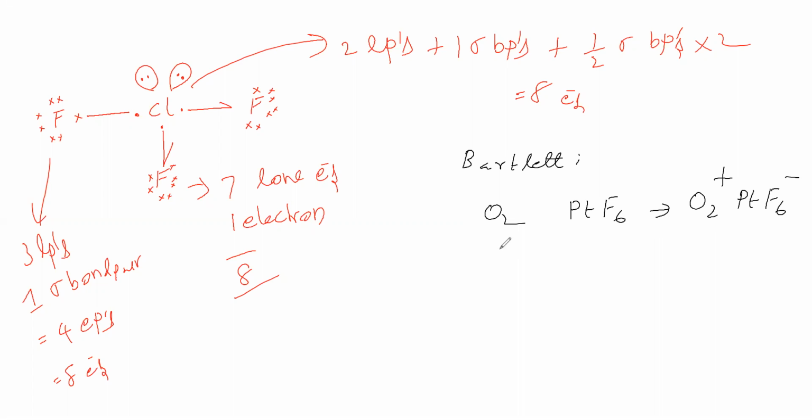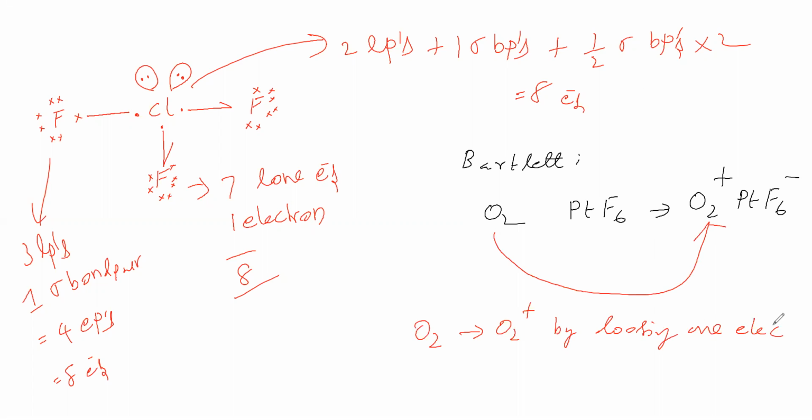That means O2 has converted into O2+ by losing one electron, and PtF6 becomes PtF6- by gaining one electron. Getting a plus charge means losing an electron, and getting a minus charge means gaining one electron. So Bartlett prepared this compound.